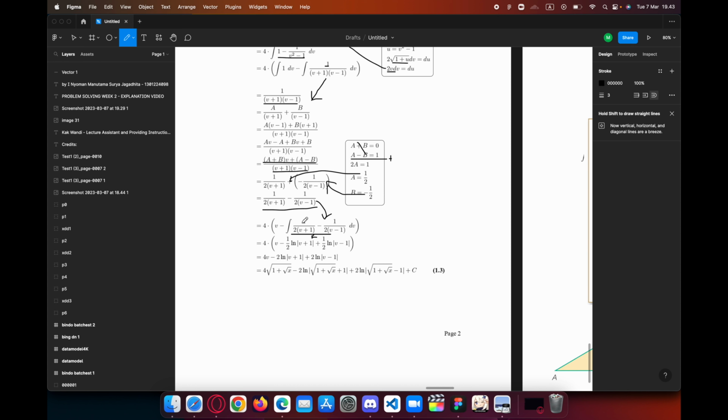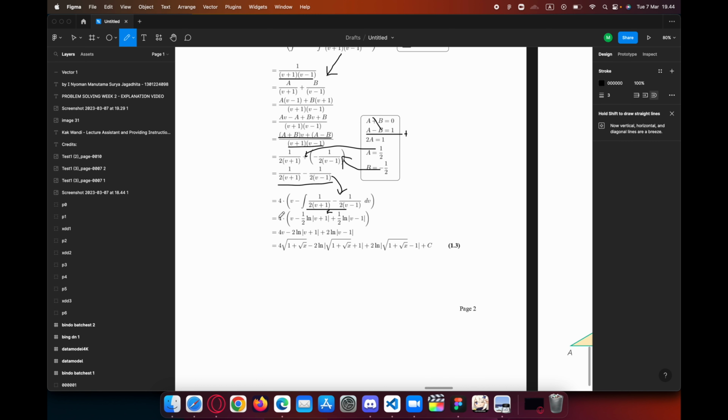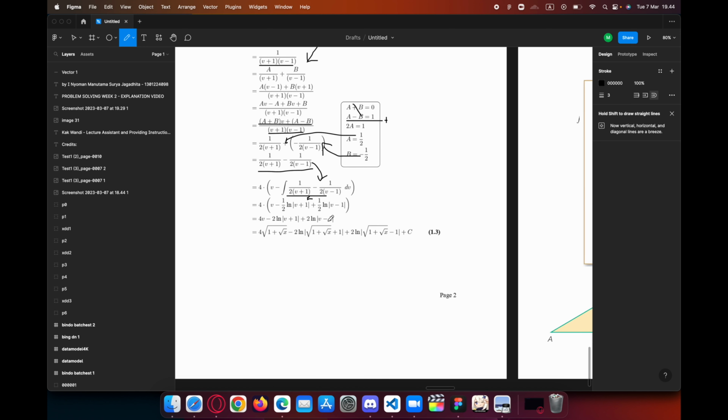We take out 1 over 2 outside, and then the integral of 1 over v plus 1 is the natural log of v plus 1, and the integral of 1 over v minus 1 is also the same, ln of v minus 1. So it becomes 1 over 2 times ln of v plus 1 plus 1 over 2 ln of v minus 1, and then just times 4 to each of them. Because 4 times half is 2, it becomes 2 ln v plus 1 plus 2 ln v minus 1.